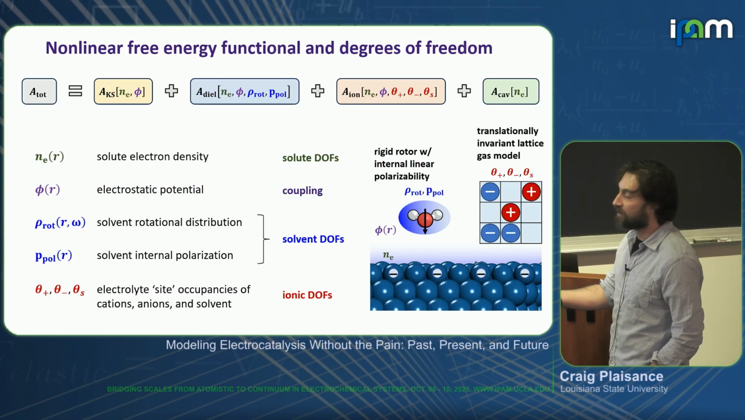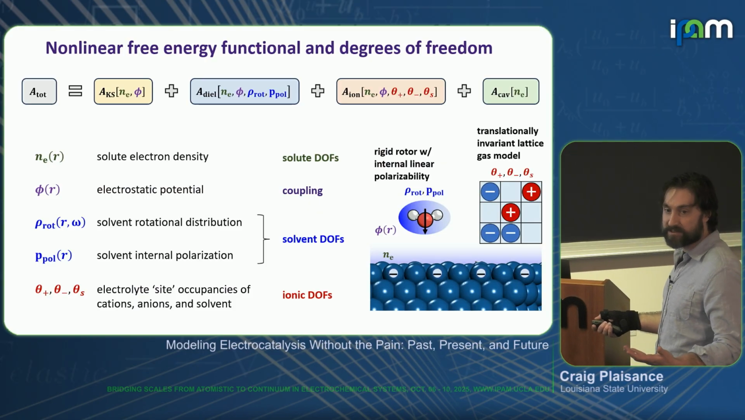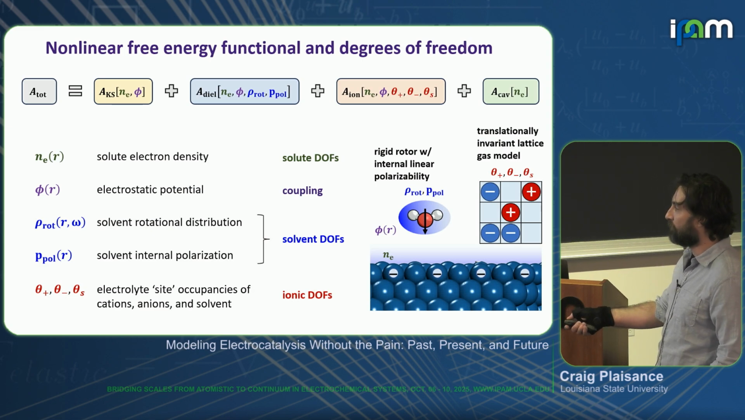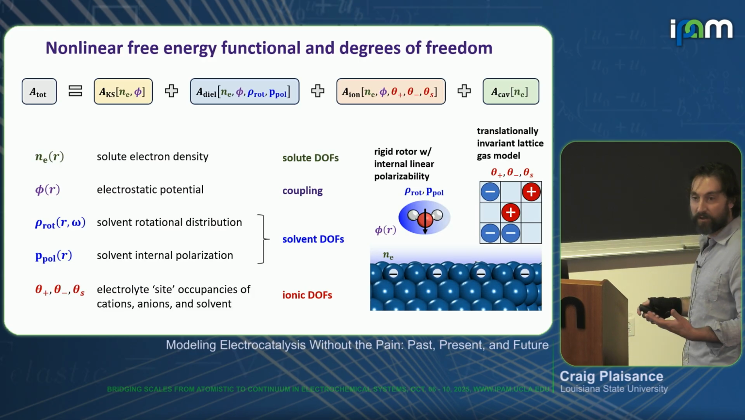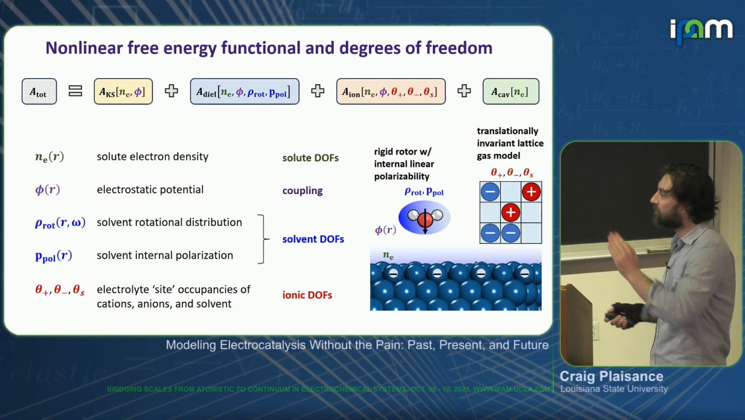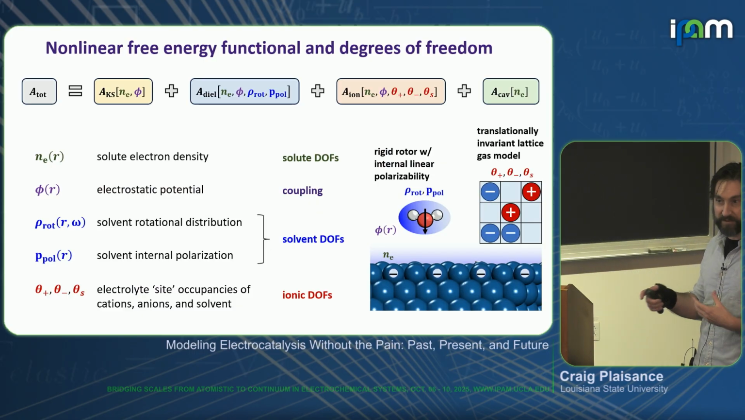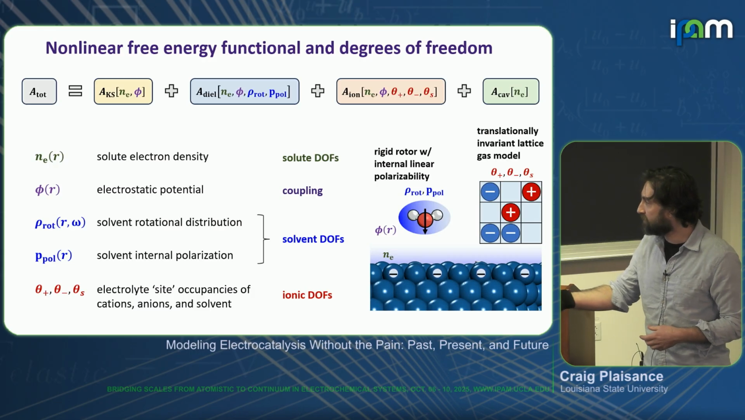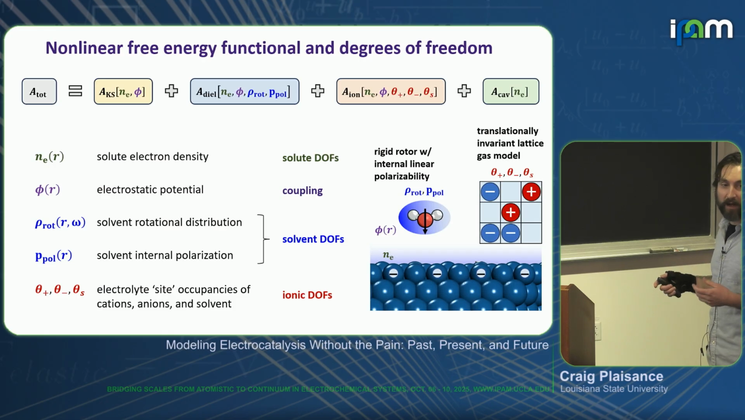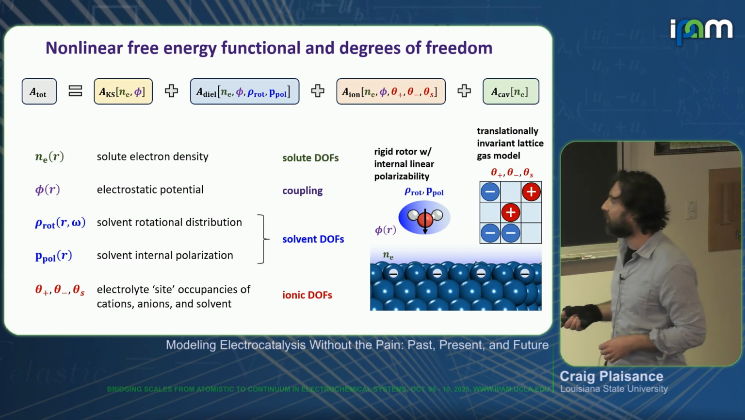So in our model, we have several degrees of freedom. We have the solute electron density and the potential, which we would normally have to solve for anyway without implicit solvation. Then we've got the solvent degrees of freedom. We have a solvent rotational distribution function. It's basically the probability that a solvent at this position is pointing in this direction. We also have an internal polarization that accounts for the electric and ionic polarization of the water molecule, and that depends on the position. And then we've got these ionic degrees of freedom that basically quantify the occupancy of ions at different points in the electrolyte.